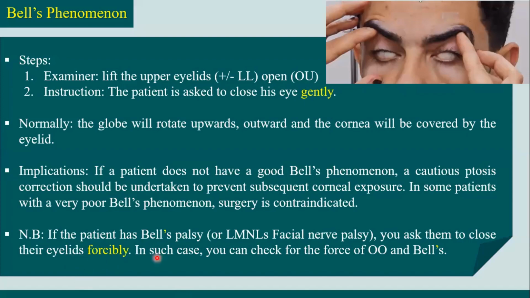Note point here: if the patient has Bell's palsy, the patient already has poor orbicularis because of facial nerve palsy, lower motor neuron of course. You may ask them to close their eyelids forcibly. In such a case, you will test the tone of the orbicularis and do the Bell's at the same time. Okay, so I'm trying to put two schools together because in some references, it's written to ask the patient to forcibly close their eyes, but in other references, they don't say anything. But according to my experience, we usually ask the patient to close their eyes gently in order for us to hold the eyelids apart and overcome the tone of orbicularis.